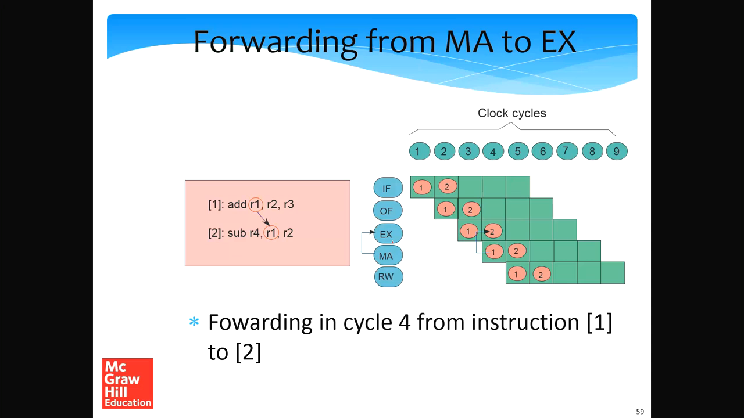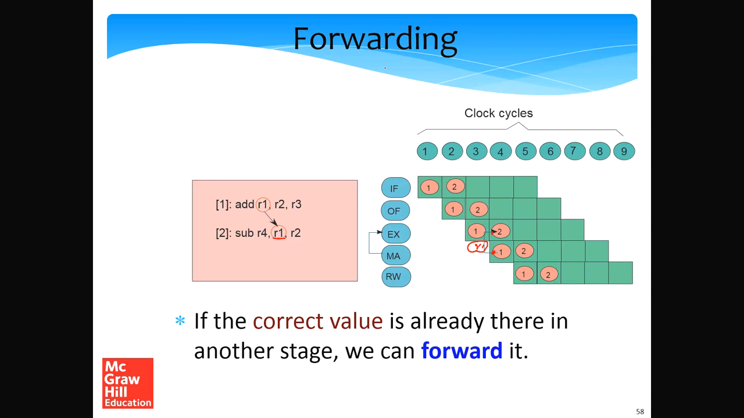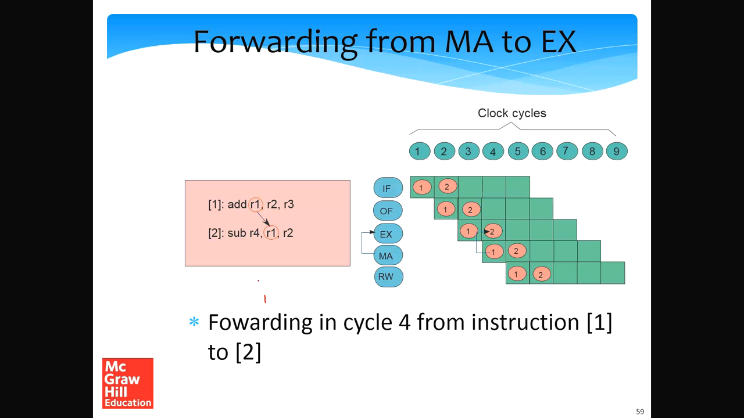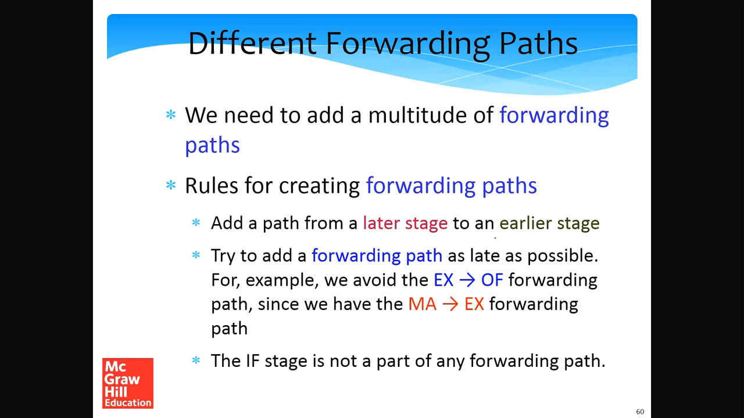Let's look at one more example. Well, it's the same example, it's just we have changed the title. If you see, this was forwarding in general, but there are different kinds of forwarding. So let's look at forwarding from MA to the EX stage, which is again this example. So we are forwarding the value of R1 from instruction 1 to 2, and as I said, doing it is very easy. We just need to add a wire from the MA stage to the EX stage. So the value will go from instruction 1 to 2 in cycle number 4.